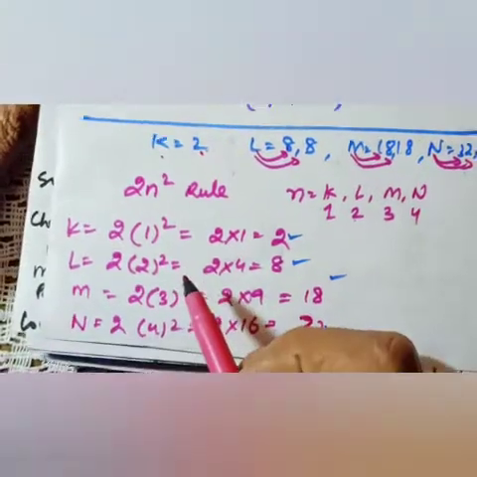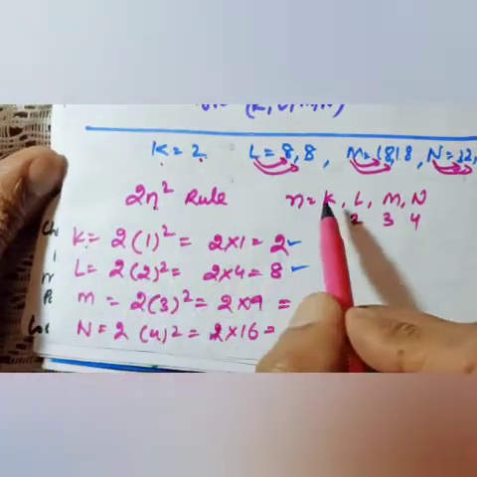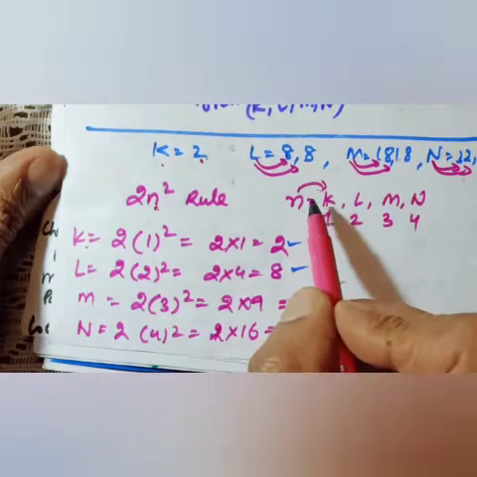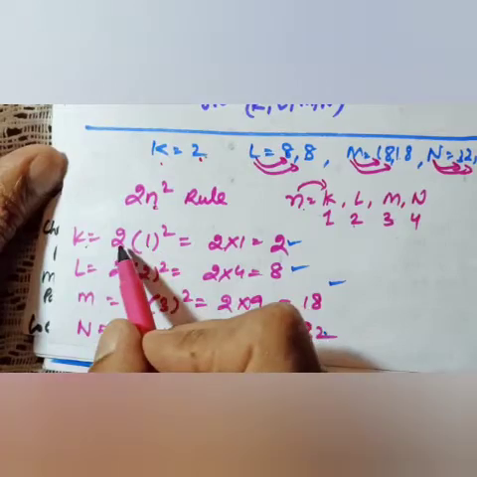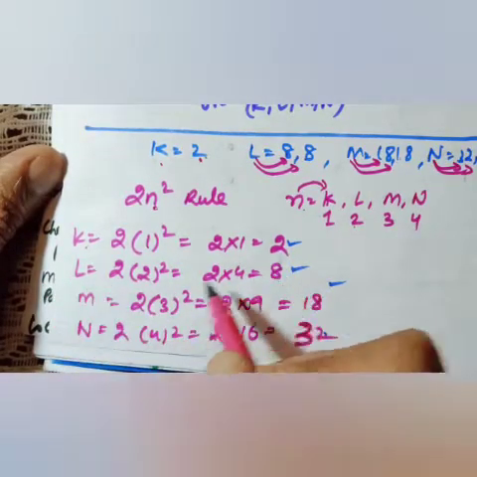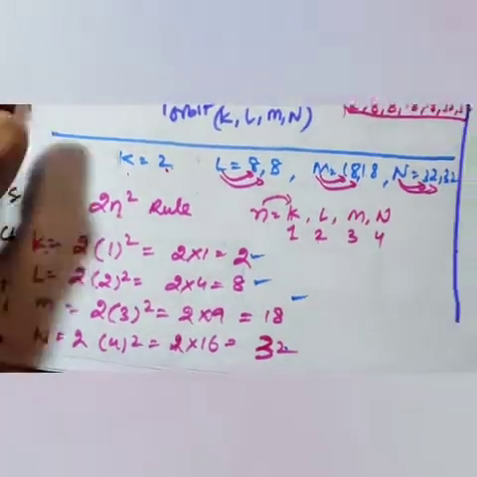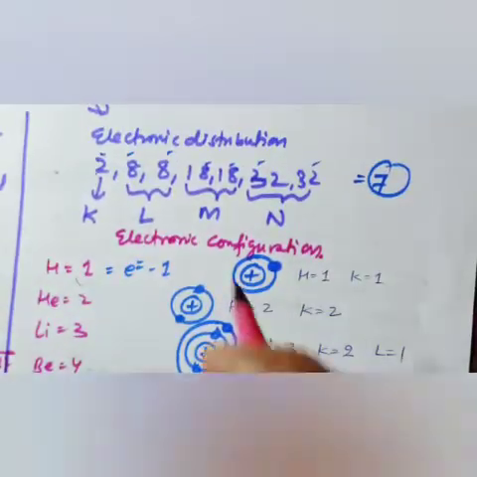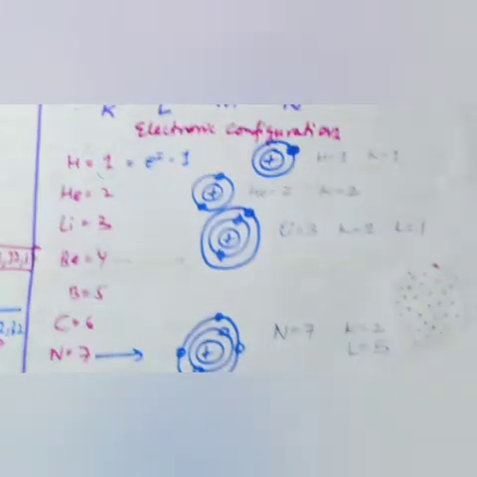So I told you, with the help of this 2n², where n is the number of the shell. Suppose K is the number 1 shell, so that will be filled first. After completing it you will get 2 electrons here. L 8, M 18, N 32, with the passage of time, as I told. So this is the magic number. With this magic number we came to know how to fill the electrons. Okay.